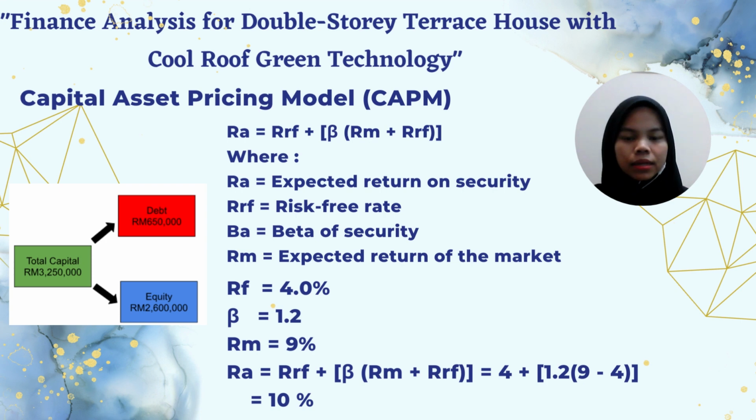For finance analysis for double-storey terrace house with cool roof green technology, we calculate here the debt value is 650,000 and the equity is 2,600,000. And after that, we need to calculate the capital asset pricing model, which means the value after calculation is 10%.